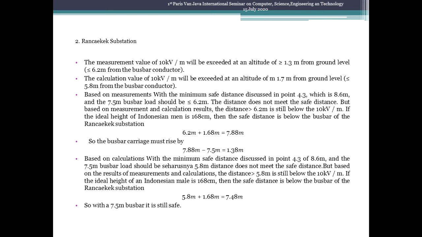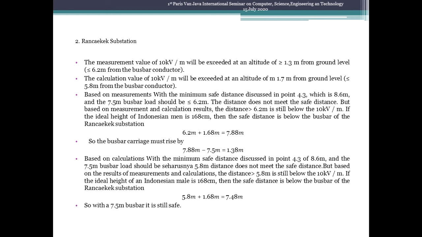We can see from the calculation that 10 kV per meter will be exceeded at an altitude of 1.7 meter from the ground. There are 5.6 meter from the Busbar conductor. Based on measurement, with the minimum safe distance discussed, the safe distance is below the Busbar.